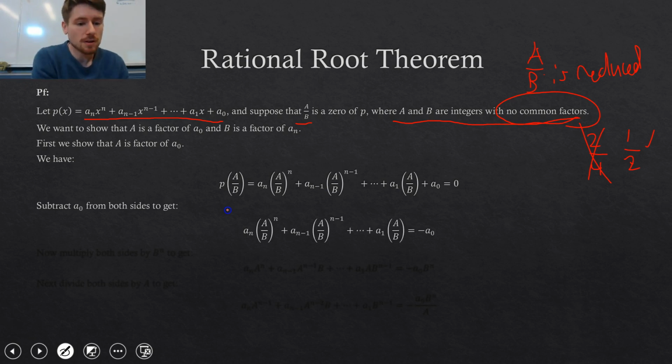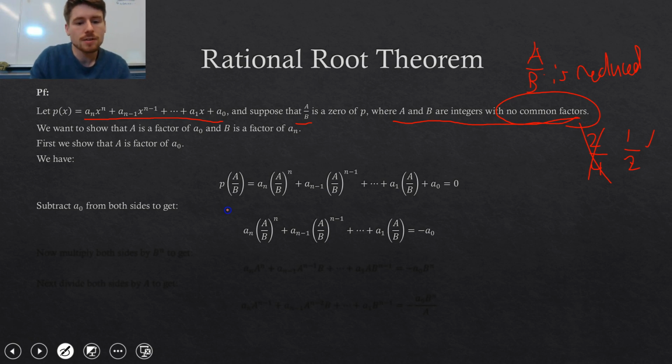Oh, this should feel kind of familiar to the first one, where we're getting a0 by itself, and I need to get the left-hand side to be an integer so that we find that a0 is divisible by A, that big A divides a0. All right, so what will we do next? Now for a little bit of a trick.